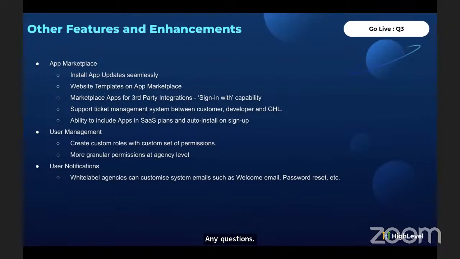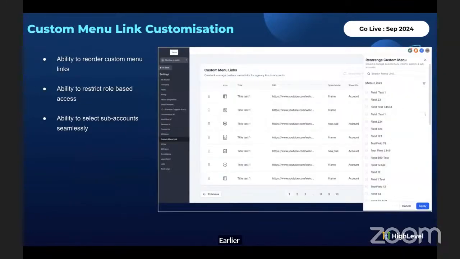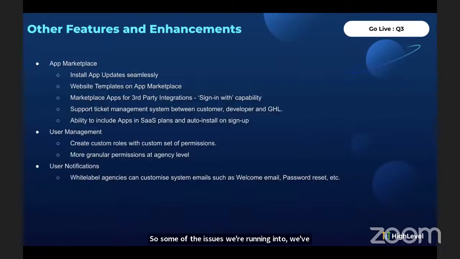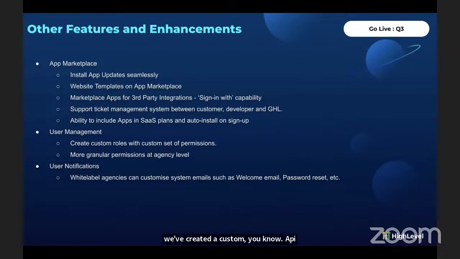I have a question, not quite related to this exact topic. I think you've moved on from it, but earlier you were talking about custom communication channels, creating channels. Some of the issues we're running into: we've created a custom channel. I have a customer who does a lot of eBay online sales, so we've created a custom API integration. The two issues are, number one, there is no way to DND the custom channel. But the bigger issue that we have is, since eBay is a little bit unique, but I'm assuming this may happen across the board in other sites.